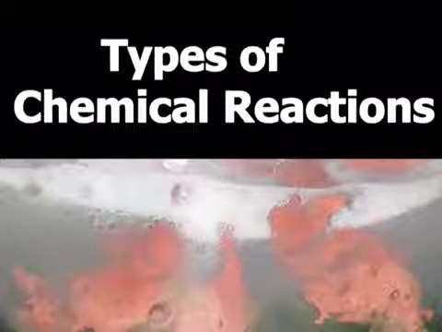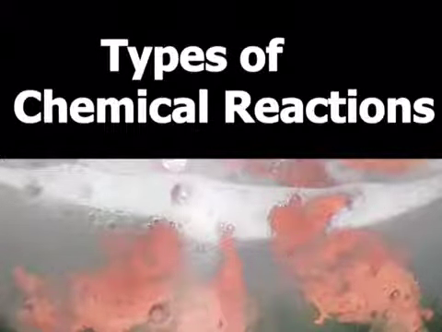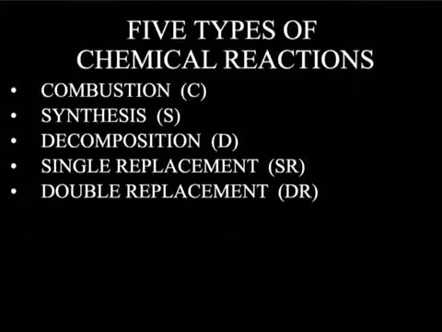This is a lesson over identifying types of chemical reactions that goes along with Unit 5. In this lesson, we're going to talk about 5 main types of chemical reactions. Combustion, which basically is burning. We'll abbreviate that with just the letter C. Synthesis, we're going to abbreviate with the letter S. Decomposition, we'll abbreviate with just the capital D. Single replacement, which will be SR, and double replacement, we'll abbreviate as DR.